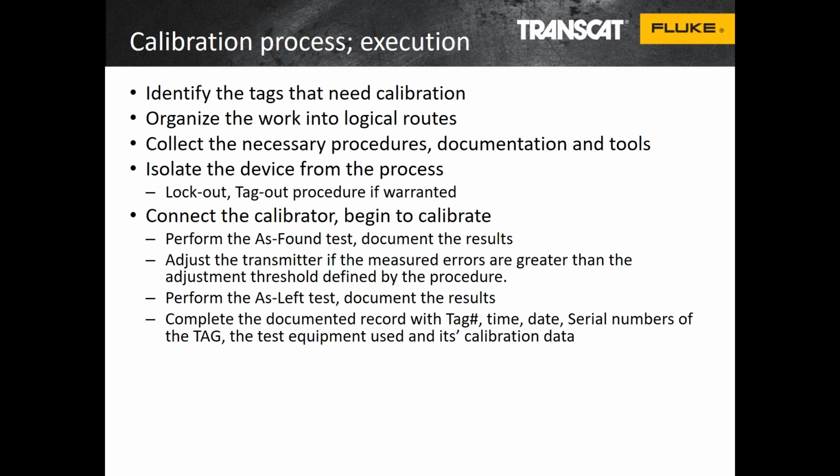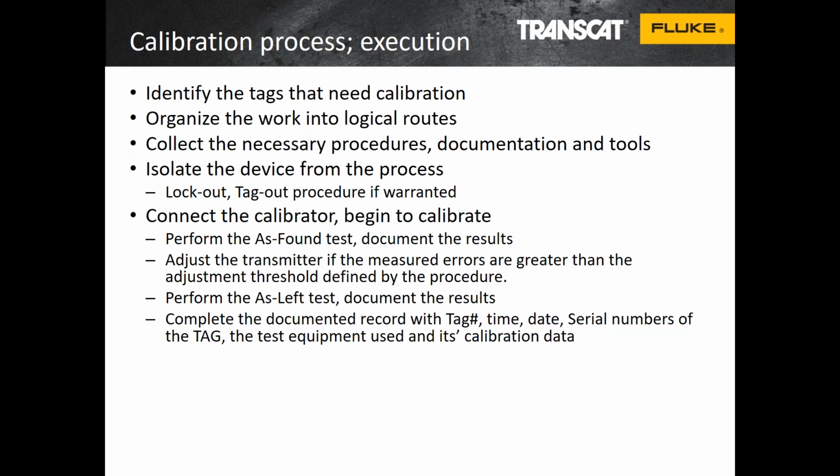So once the process is set, then the execution. Identify the tags that need calibration. Organize the work into logical work routes. For example, identify the tags that are due for calibration in the next 30 days in a particular process unit to make the route for the technician effective and make the technician effective in his route so he's able to be more efficient. Collect the necessary procedures, documentation, and tools.